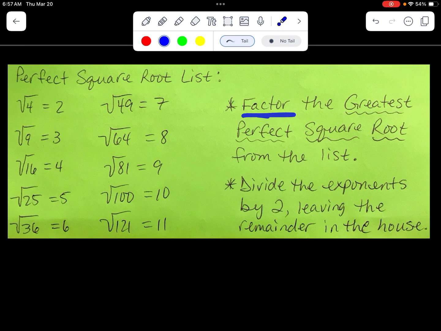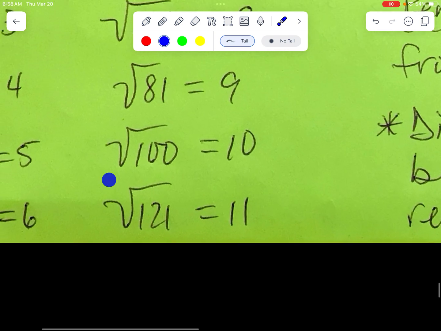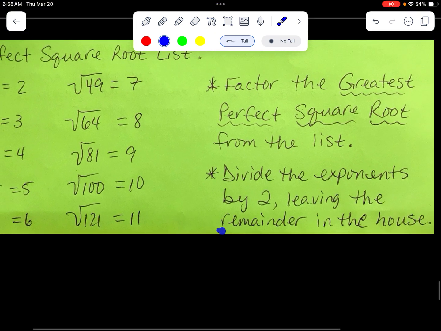Our steps are pretty simple. We are going to factor out the greatest perfect square root from the list. And then when we look at our variables, we are simply going to divide the exponents by 2. The reason we're dividing by 2 is that when you have a square root, there's a hidden 2 on the outside of the radical. If we have any remainders, we are going to leave them in the house, which means if our variables have an even exponent, we're going to divide them all out. If we have an odd exponent, we're going to leave one of that variable inside of the house. Let's take a look at some examples here.